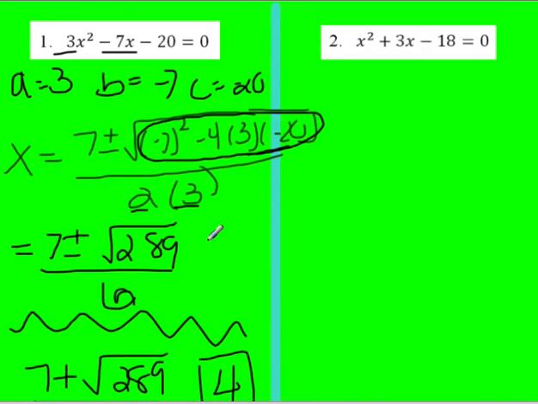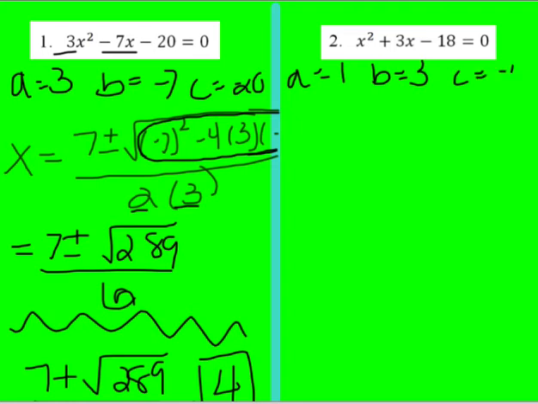Let's take a look at another example because I know this can be confusing, so we want to make sure we do as many examples as possible. So let's take a look at this one. Our A, since there's no coefficient with the square term, is 1. Our B is 3, and our C is -18.